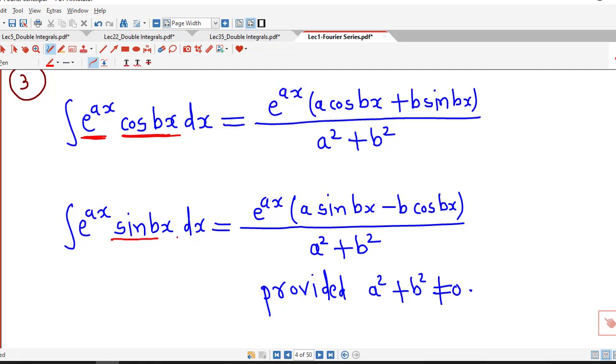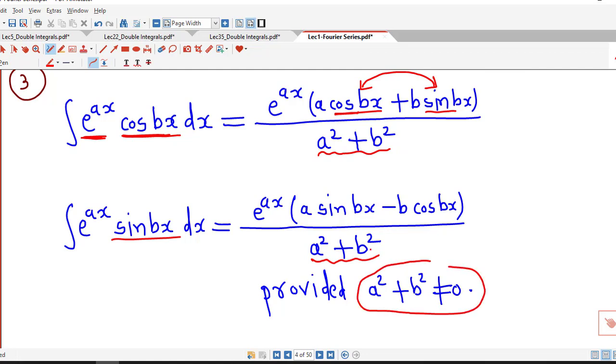And suppose we have sine function in the product, then in this formula we interchange sine and cosine, and here we consider negative sign. We just interchange these two functions. We write sine in place of cos and cos in place of sine, and here this positive sign is replaced by negative sign. Other things remain as they are. Now for both these formulas, we must assume that a square plus b square is non-zero.